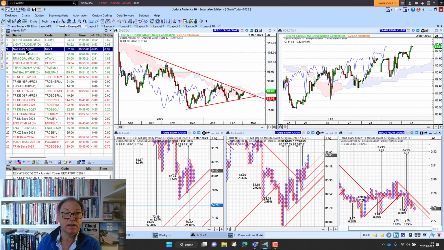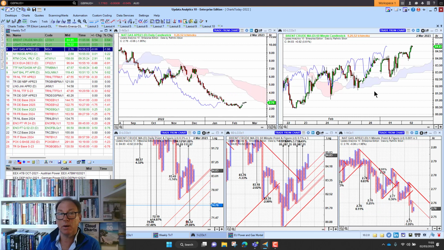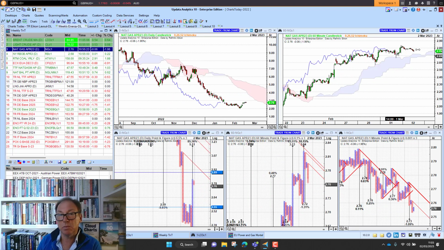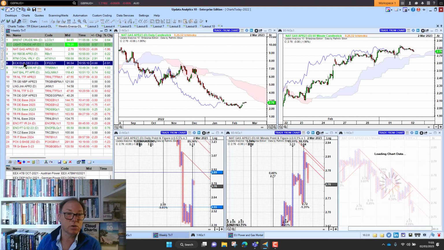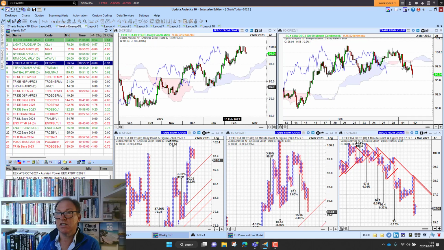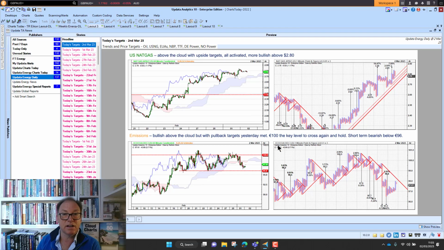Looking at US nat gas, down 2% here. So looking a little bit weaker, just pulling back, but still bullish above that short-term cloud. But we've got some new targets kicking in since this morning. And if we look at emissions, we talked about that, down nearly 1%. This 96 level, which is what we identified in the report, is absolutely critical. That's the level to watch.